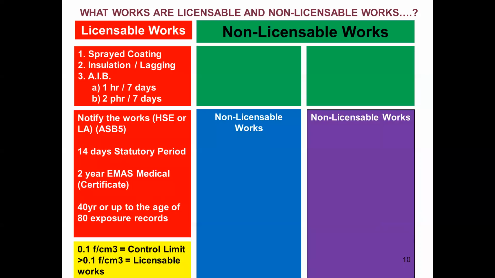It becomes a non-licensed work activity. But remember, they would still have to be suitably competent, suitably trained. They'd have to have all the control measures. And one thing, if we refer to the bottom left of that screen, they must not exceed that control limit whilst they're doing that short duration works, because the control limit really is the rider, which will trigger the licensed contractor. So what falls under the green column then, under non-licensable work?